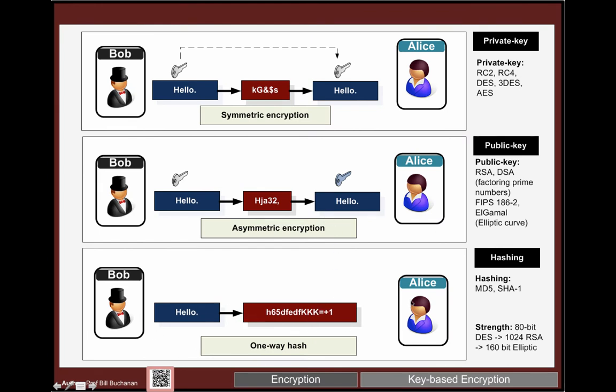And then in the end, if we want to authenticate the messages that we send, we typically use a one-way hash to check that the message is correct at the other end.